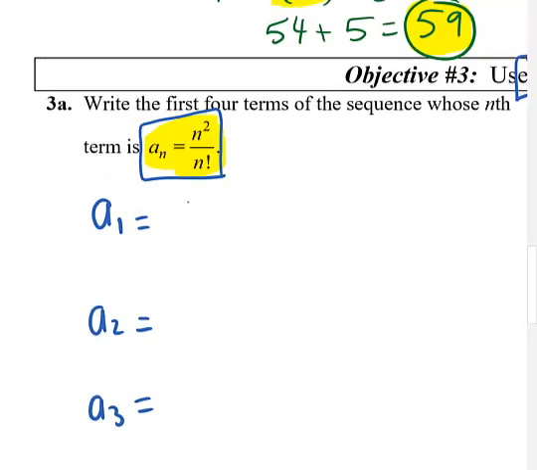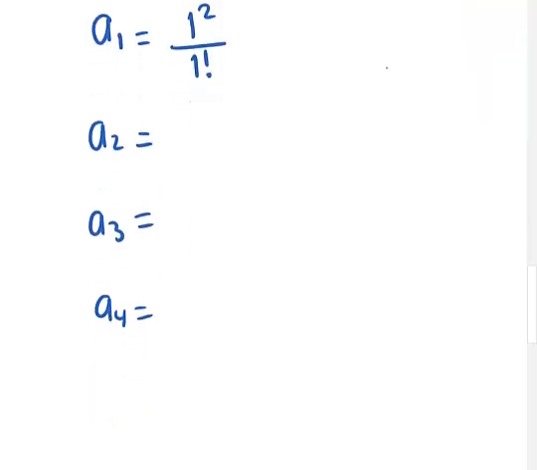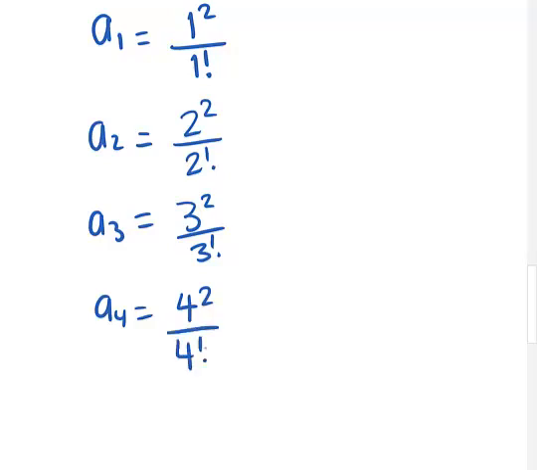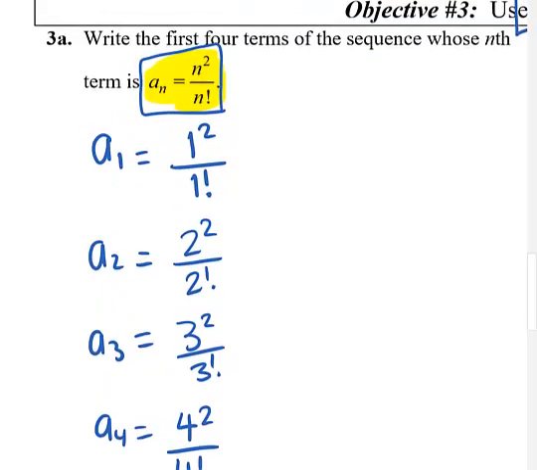I'm going to replace n with 1 first. So it'll be 1 squared over 1 factorial. And then I'm going to do the same thing but with 2 for the second term: 2 squared over 2 factorial. 3 squared over 3 factorial for the third term. And then 4 squared over 4 factorial for the fourth term. And then we'll just simplify.